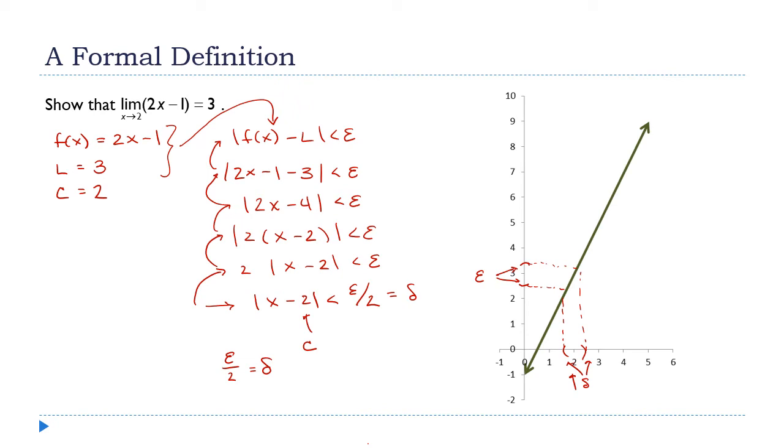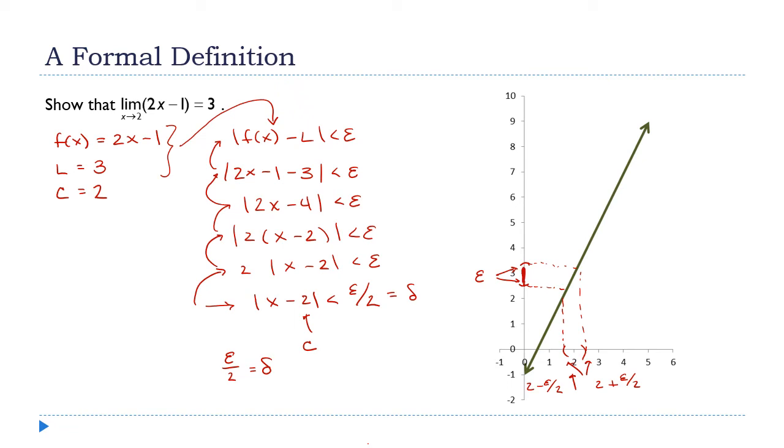Okay, so again, just to be clear, right? Looking at my diagram, if I pick any number between 2 plus your epsilon divided by 2 and 2 minus your epsilon divided by 2, every number in there, no matter how small you pick epsilon to be, every number in there is going to map into this interval up here.